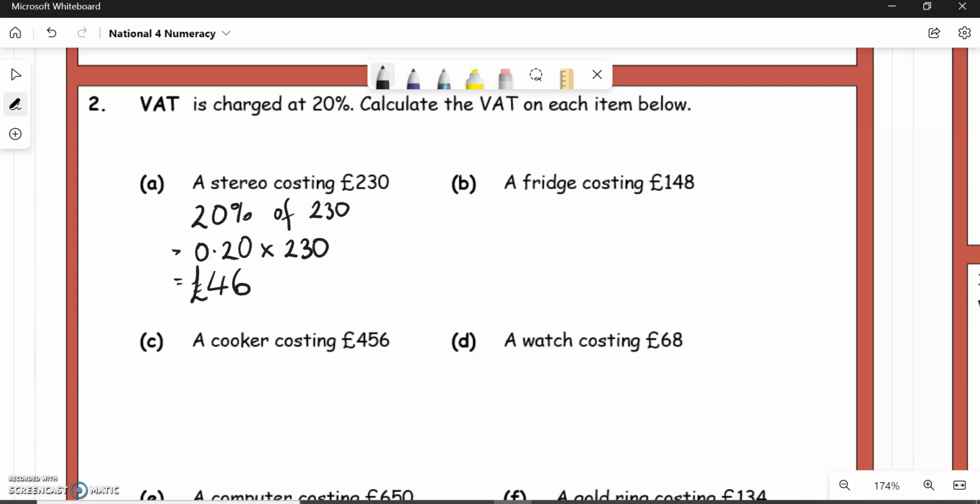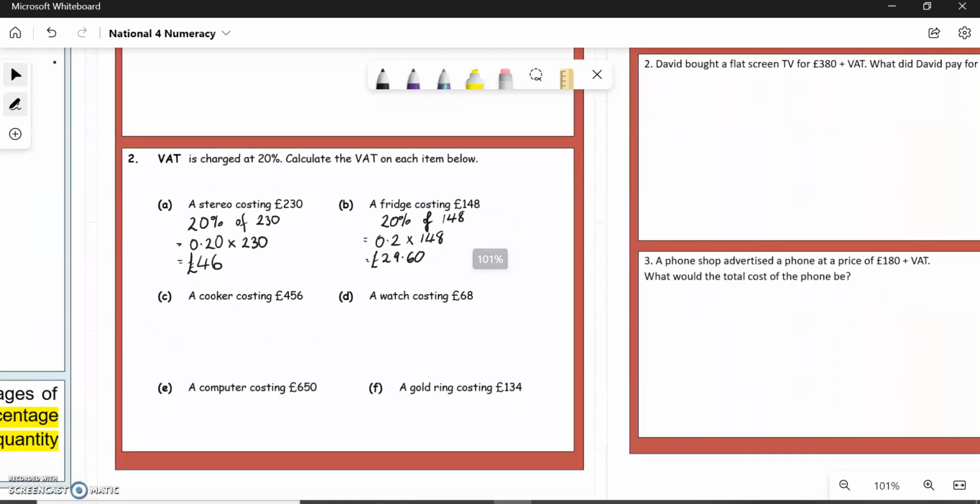Part B. Calculate the VAT on a fridge costing £148. So the VAT is 20%. So we need to figure out 20% of 148. 20% as a decimal is 0.2, and we can multiply that by 148. We do that, 0.2 multiplied by 148, we're going to get 29.6. 29.6 is incorrect. We're talking about money. We need a pound symbol and we need two decimal places where appropriate. Okay, so we've just done part A and part B. Can you please continue with question 2?